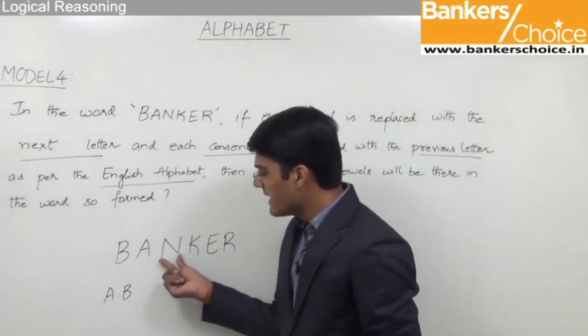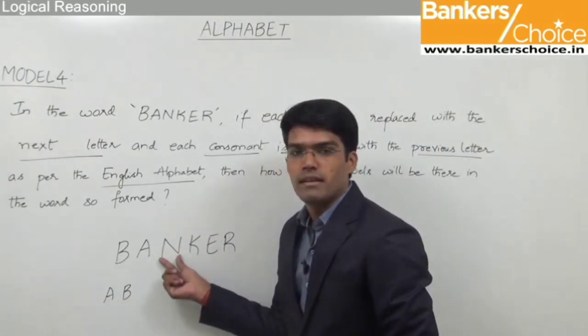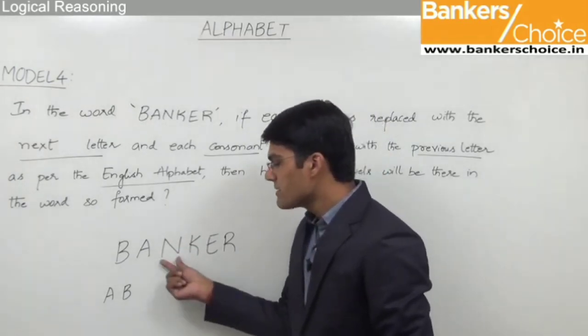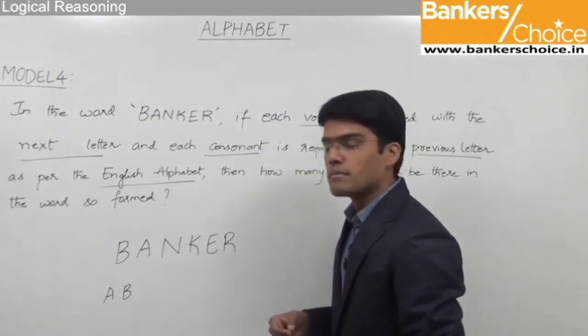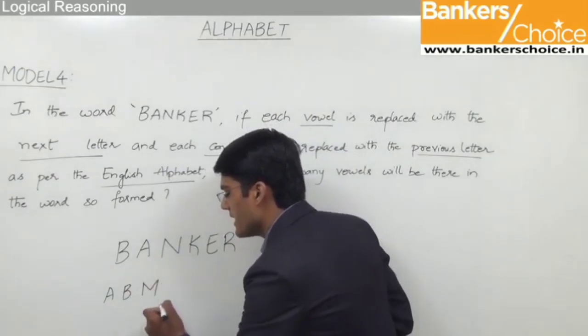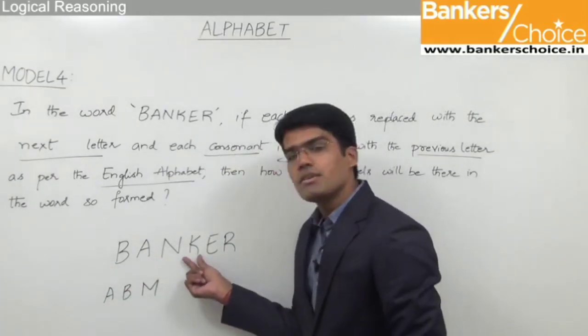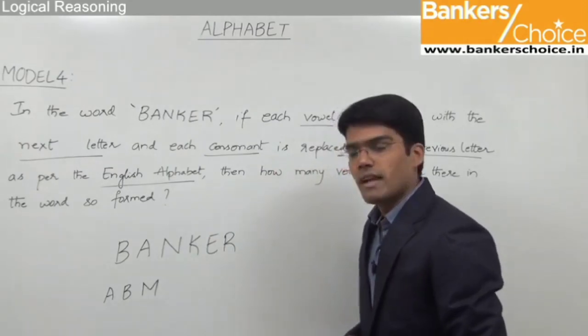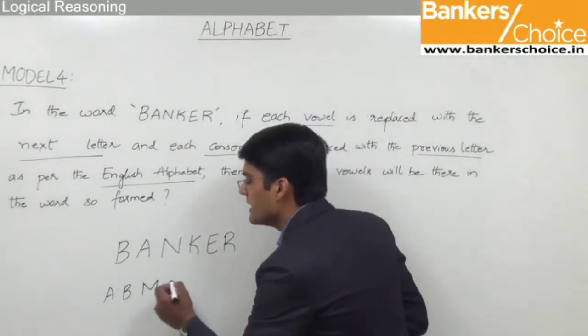Moving on to the next letter N. N is a consonant and consonant should be replaced with the previous letter, and the letter which comes before N is M. So N should be replaced with M. Similarly, K is also a consonant and it should be replaced with its previous letter, and the letter which comes before K is J.